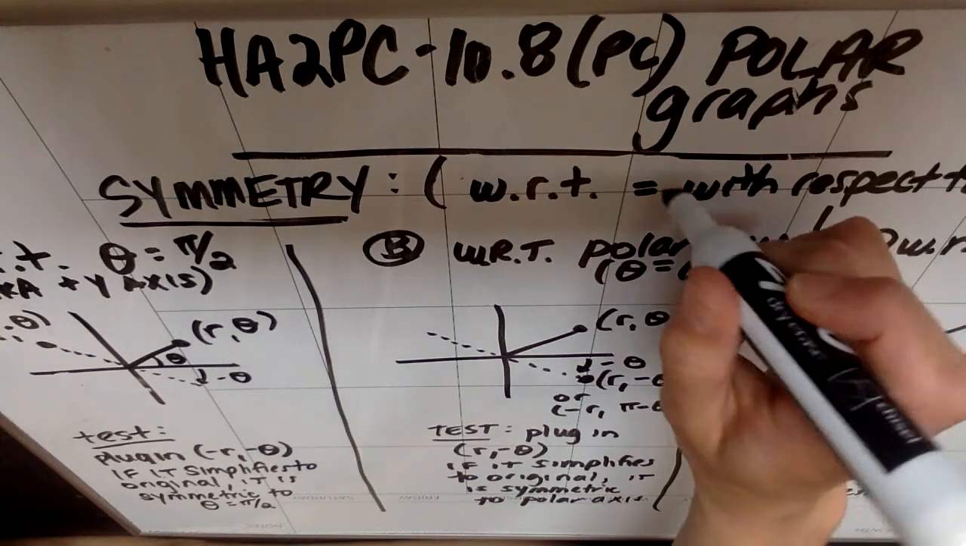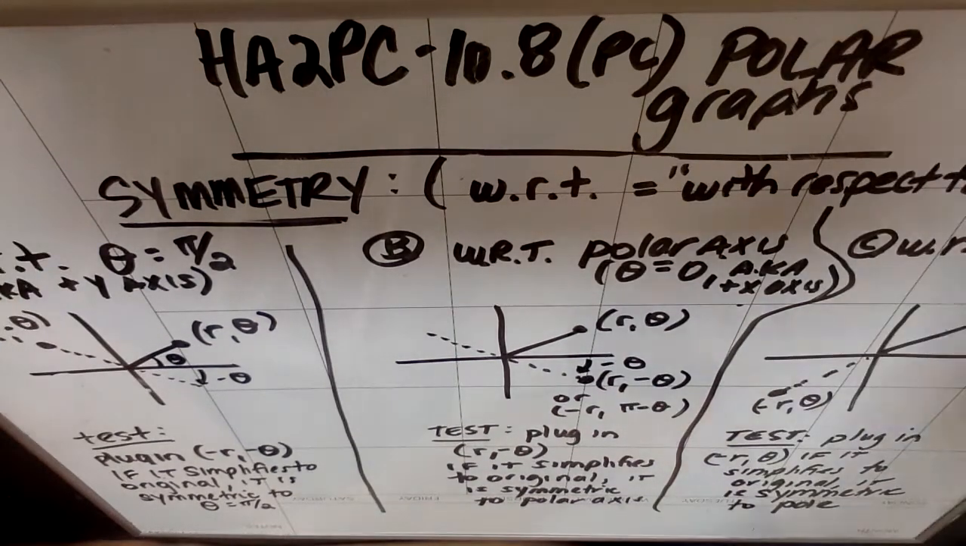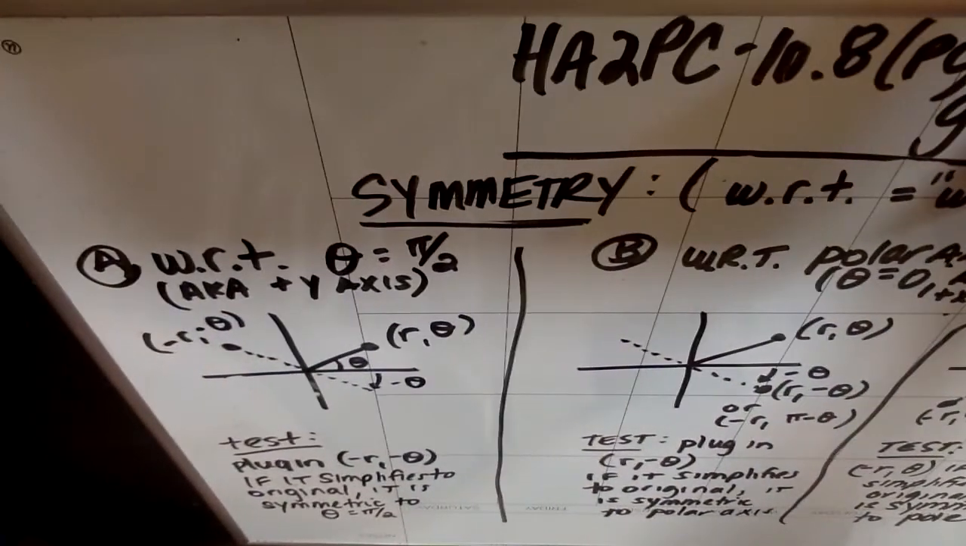Sorry, I missed a quote here. That's a pretty common math abbreviation. So WRT means with respect to. And you'll see it when we get to Calc 2 when we talk about deriving with respect to x or with respect to t. But so here we're going to talk about three kinds of symmetry. So I know it's a lot, so we're just going to do one at a time.